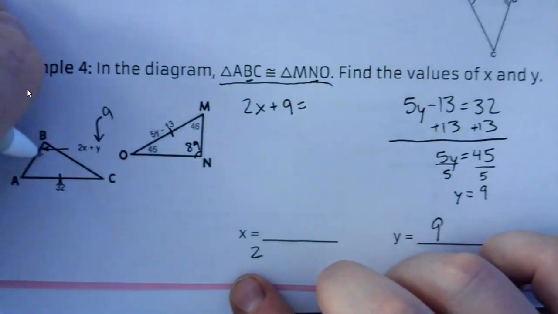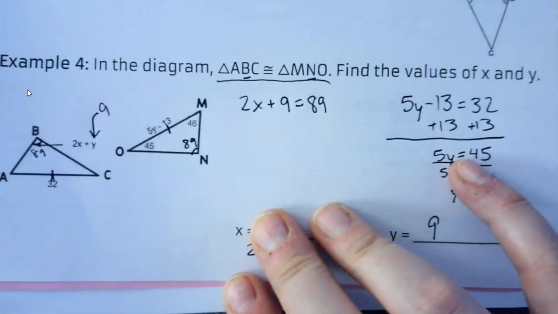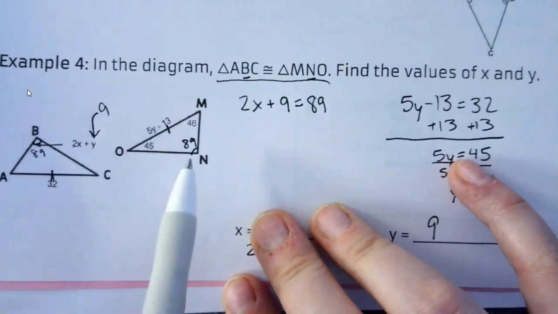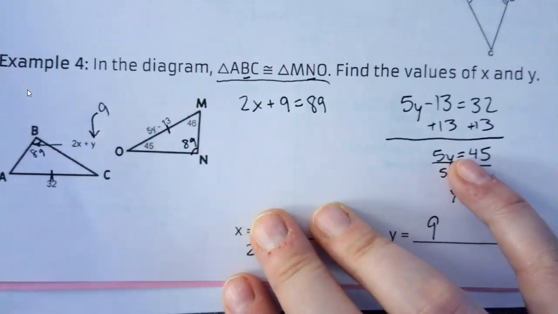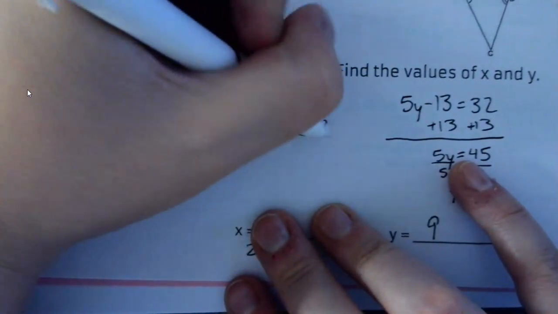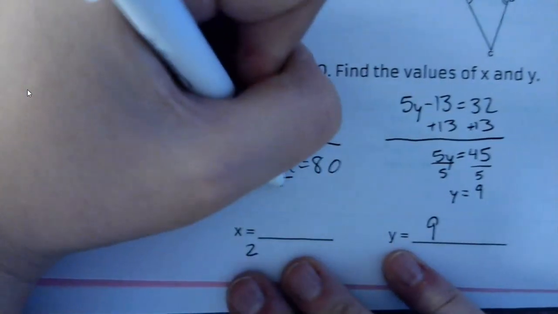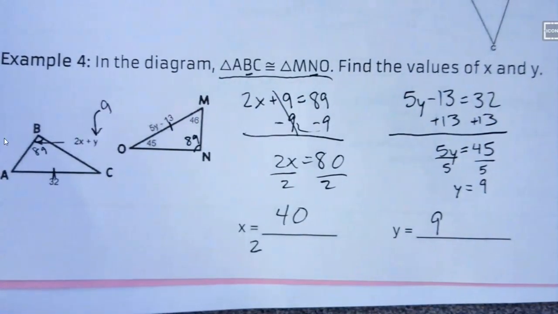for this angle. That means this is also 89, and that means that we can just set 2x plus 9 equal to 89. Even though we don't know what angle B is, we know that N is 89, so therefore we know that B is 89 as well because they're congruent. So we're going to subtract 9 on both sides, and then divide by 2, and x is 40. And then we can jump over to the next page.